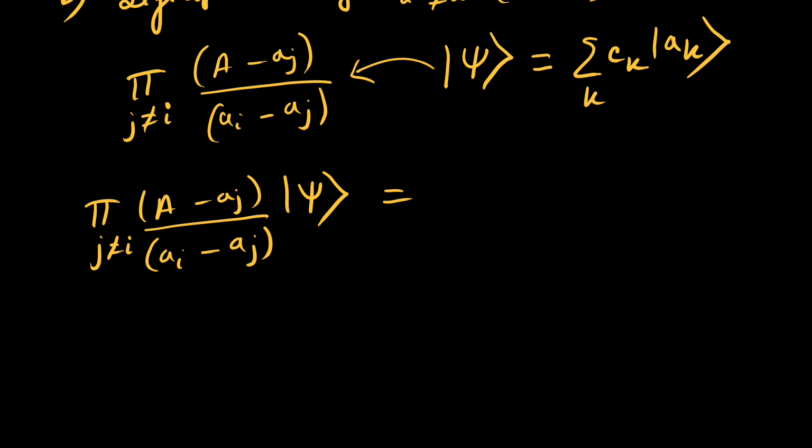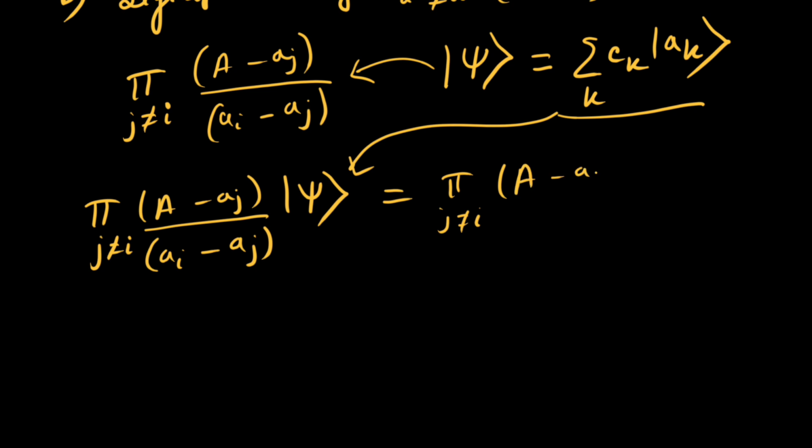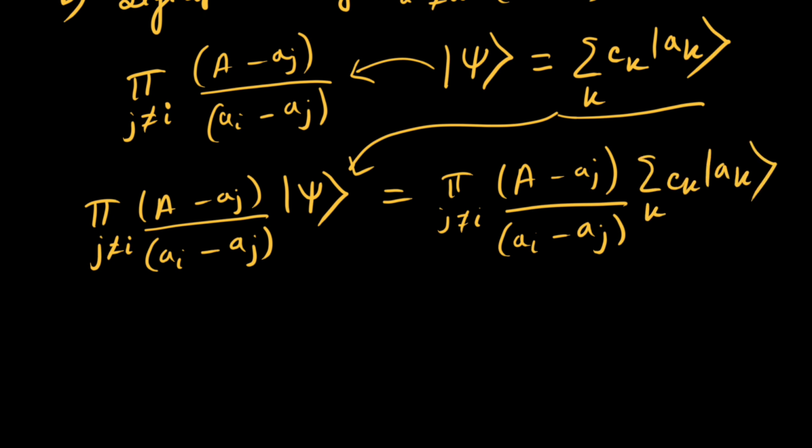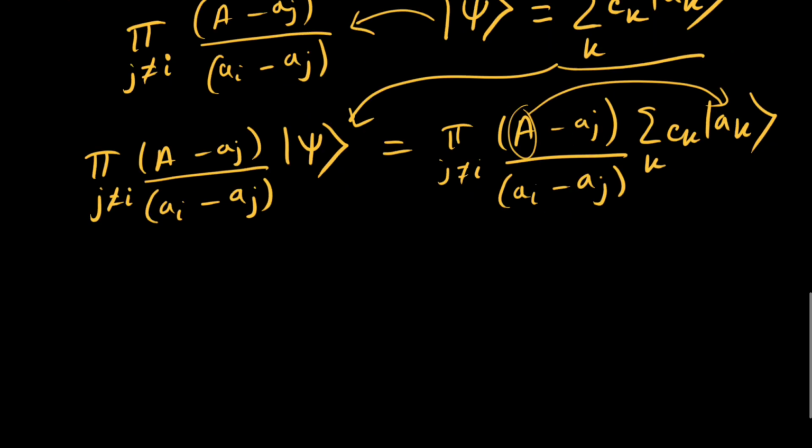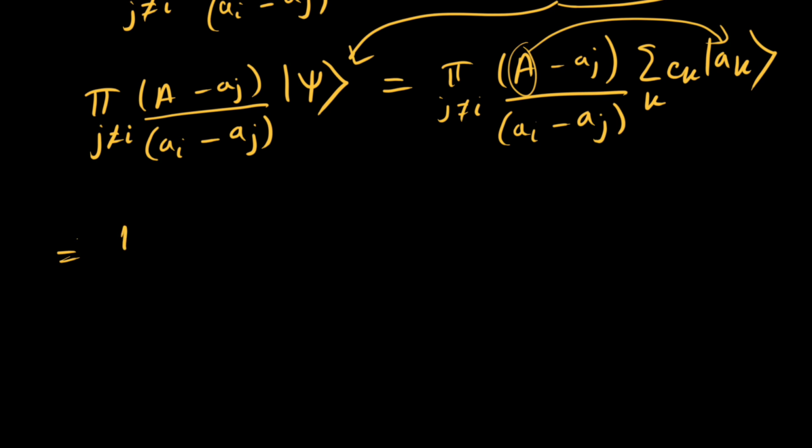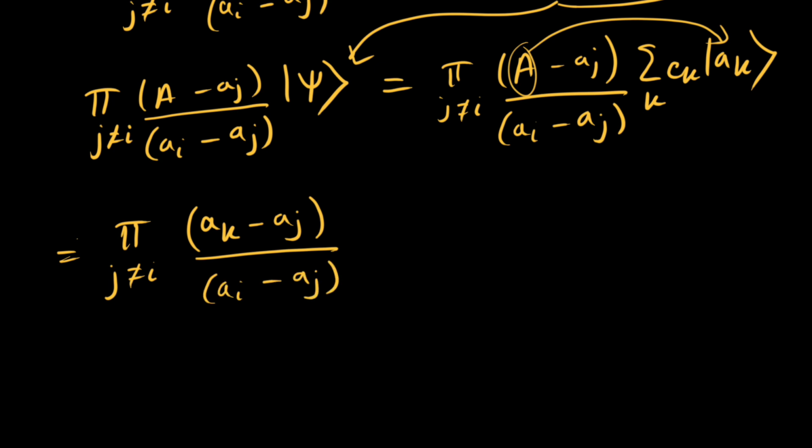So again we'll put this value over here. So the product over j unequal to i of (A minus aj) by (ai minus aj), acting on the sum over k of ck ak. Now again, if this operator A acts on ak, we'll get the value ak. So we'll have the product over j unequal to i of (ak minus aj) by (ai minus aj), and there's a ck over here and there's a sum over k over here. Alright, so oh yeah, I also forgot the ket ak.